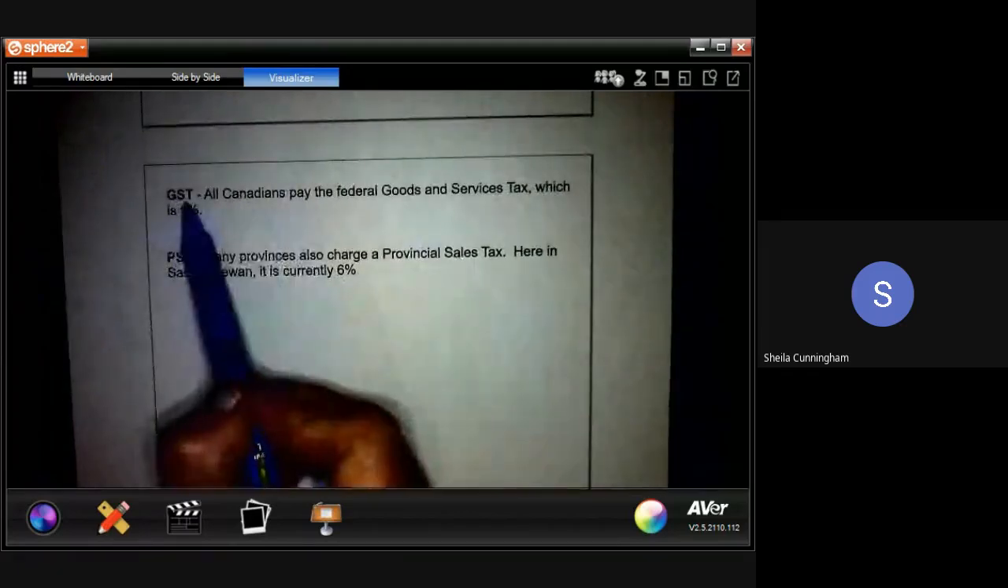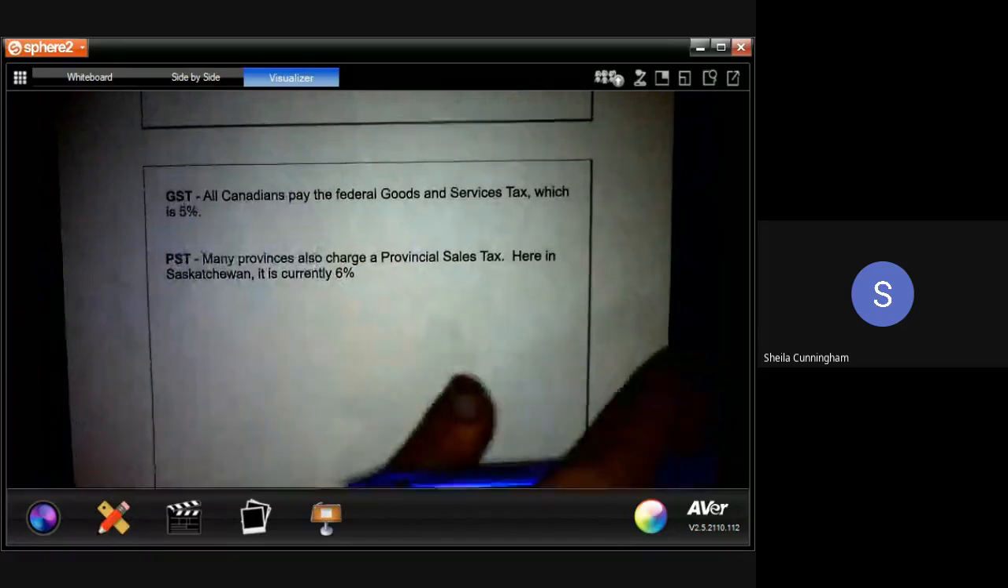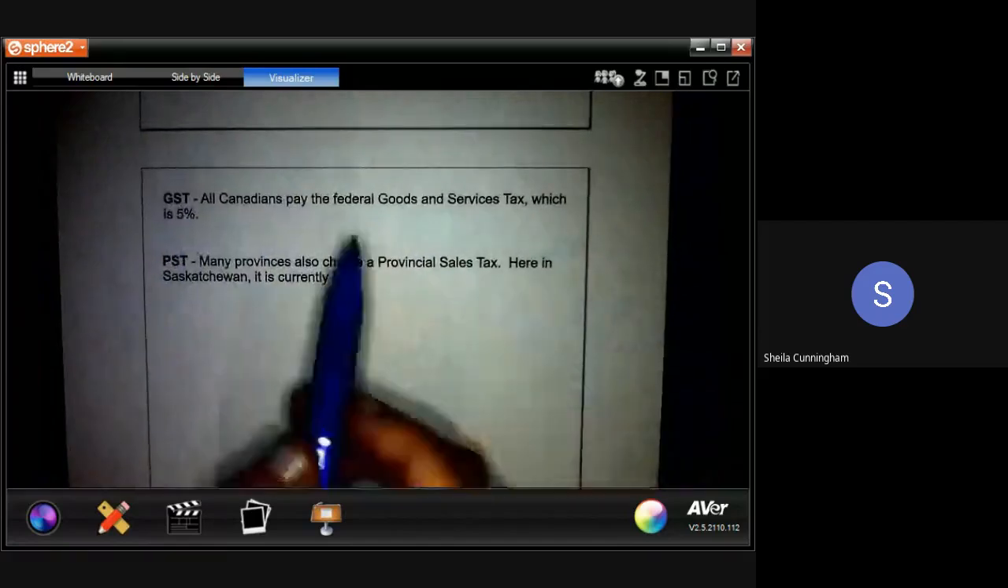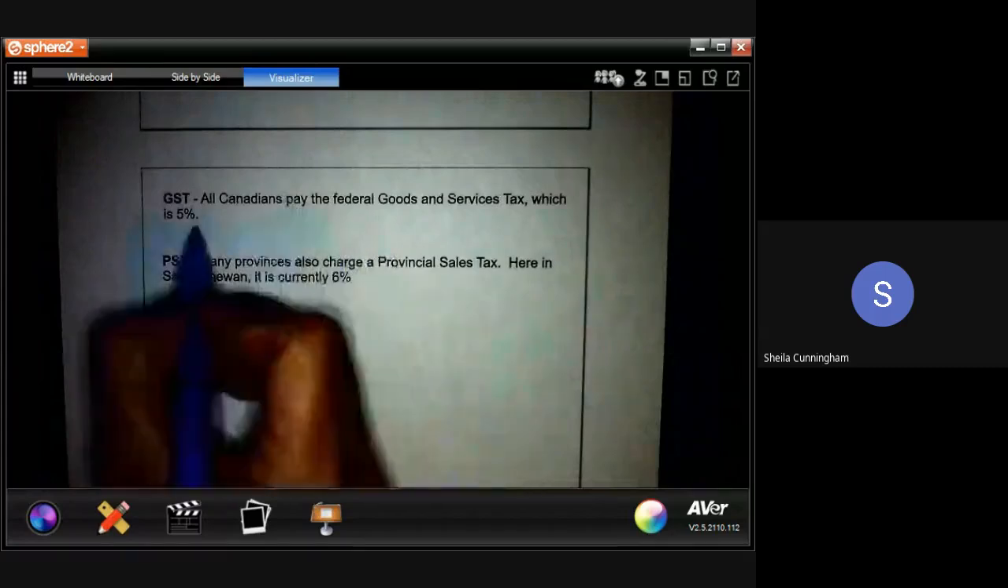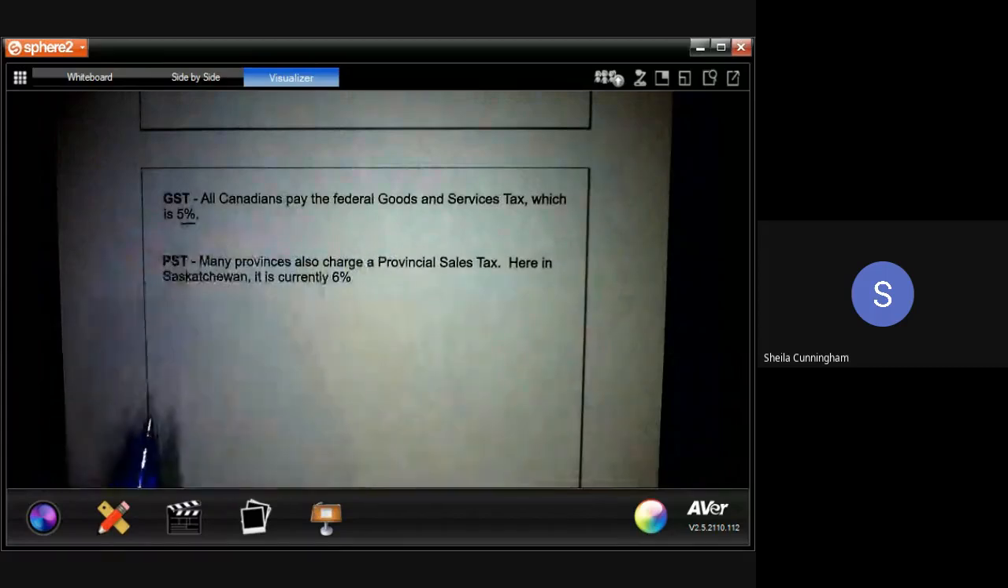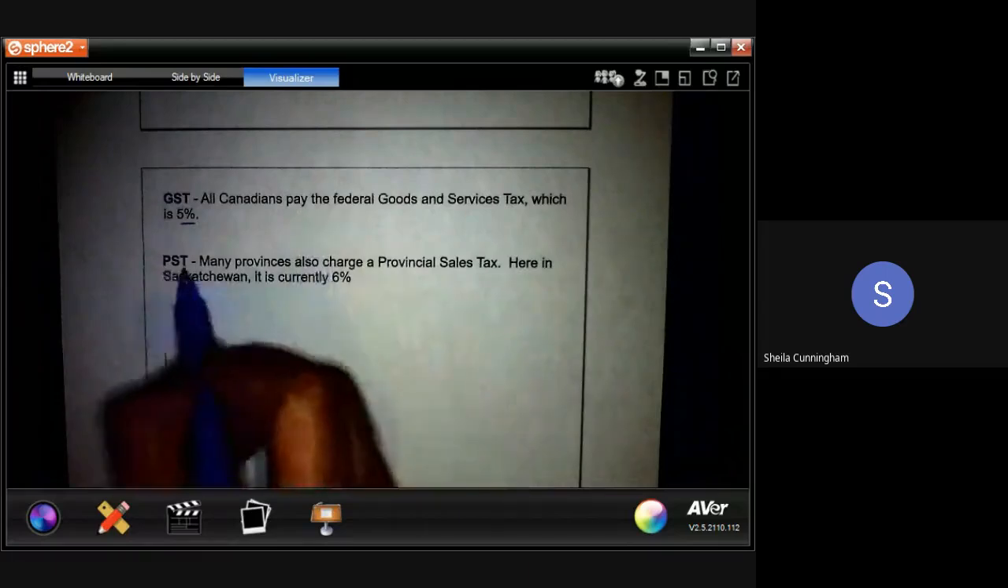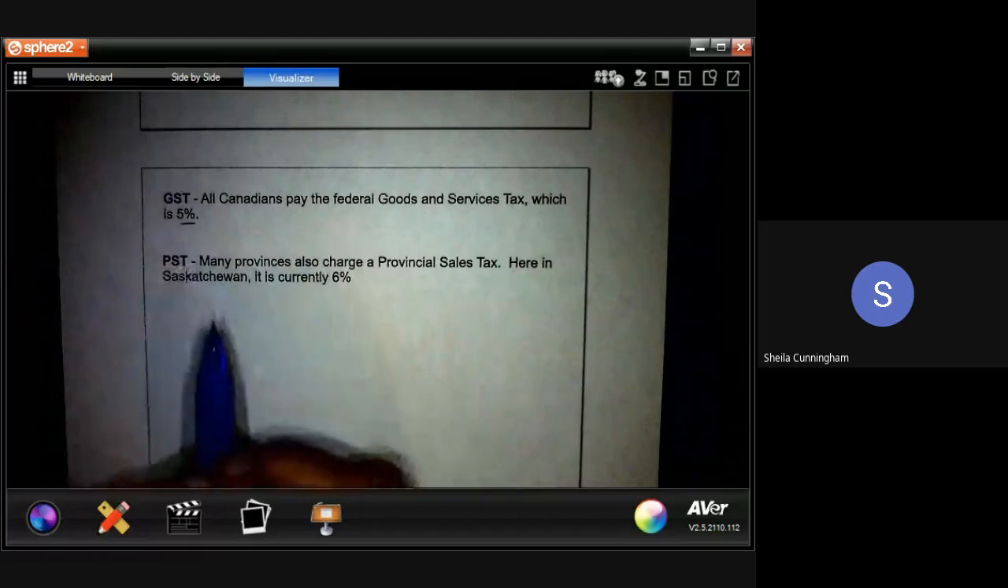A GST basically is from the government. All Canadians will pay it, and it is 5% right now. Now that changes. When a different government comes in or at budget time, sometimes if they feel they need more tax revenue, they may increase the GST. PST is what we call a provincial sales tax.